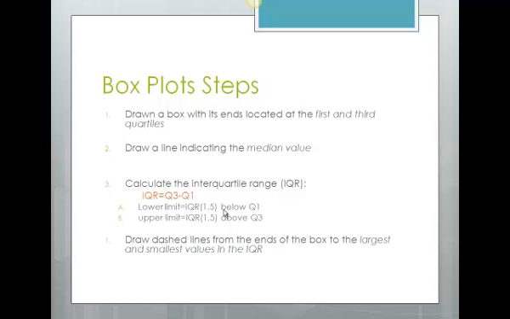So, 1, draw your box. 2, stick in a median value. 3, calculate interquartile range and the upper and lower limits associated with that range. 4, draw some dashed lines. Now notice that I'm saying specifically the largest and smallest values within that upper and lower limit based on the interquartile range. It's not necessarily the largest and smallest values overall. So you may, in fact, see an outlier there. That would be a value that is outside of the dashed lines you draw from the box.